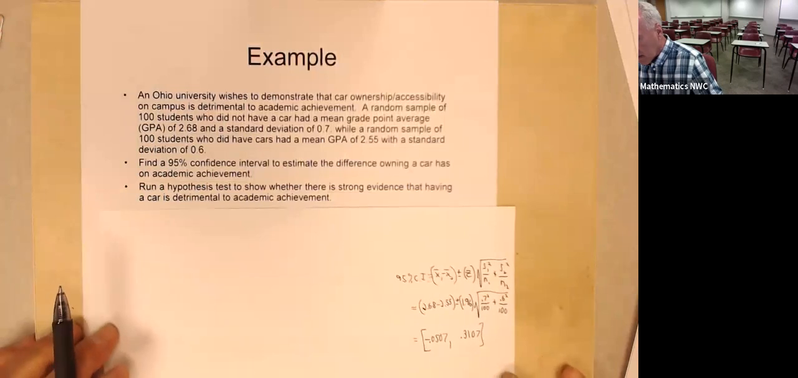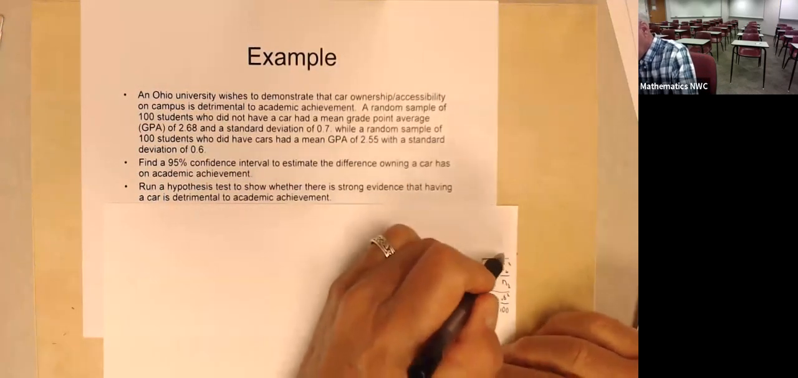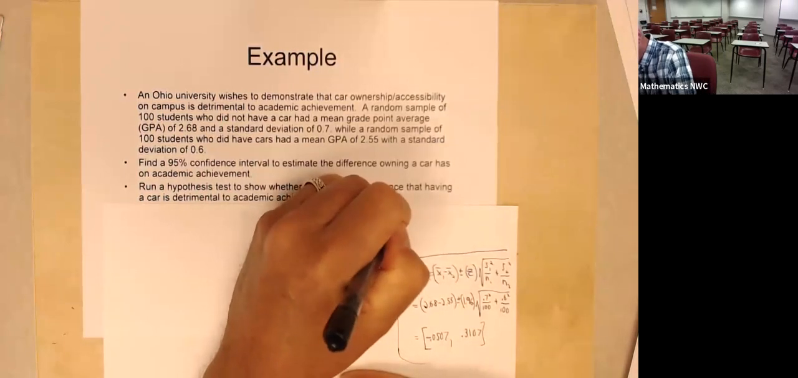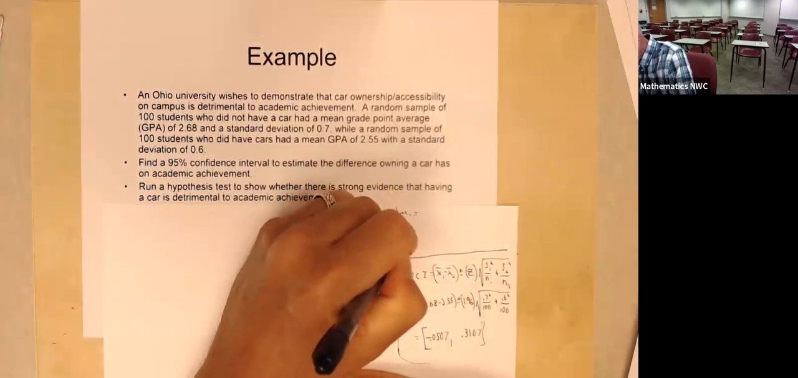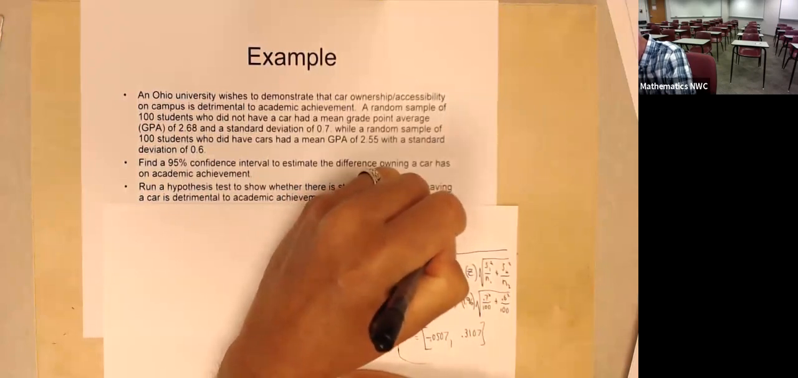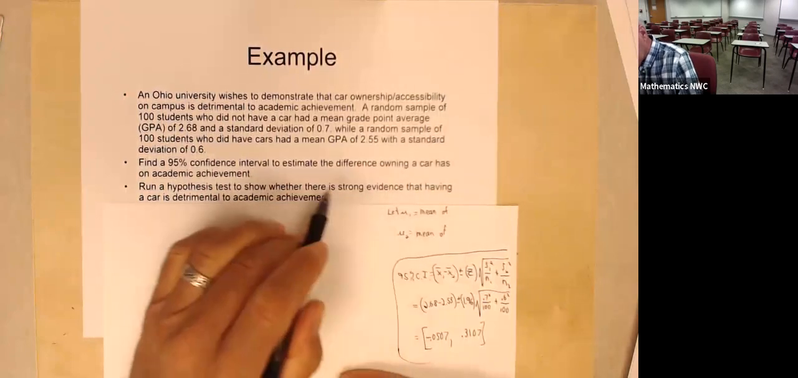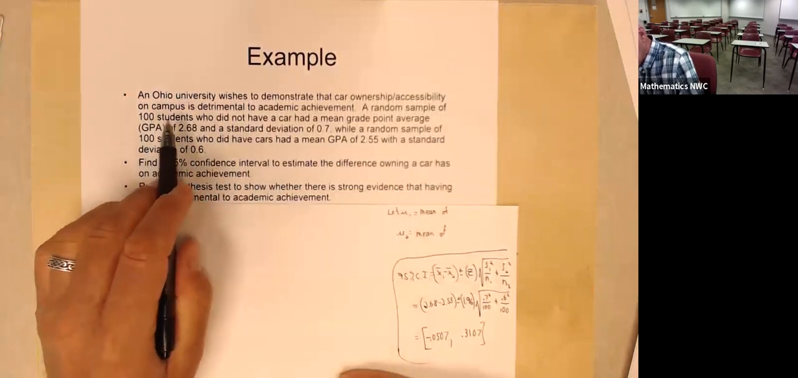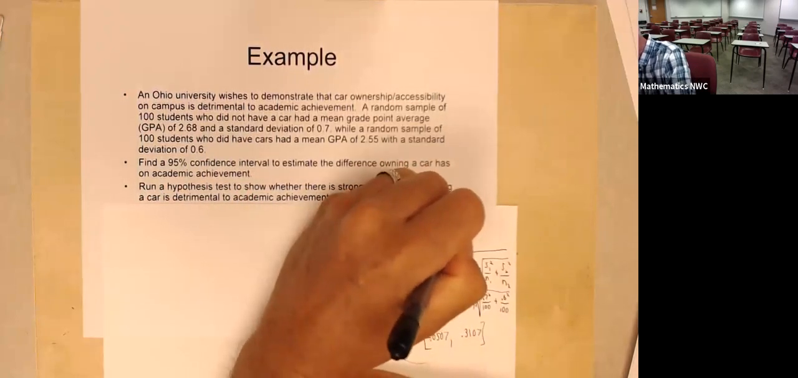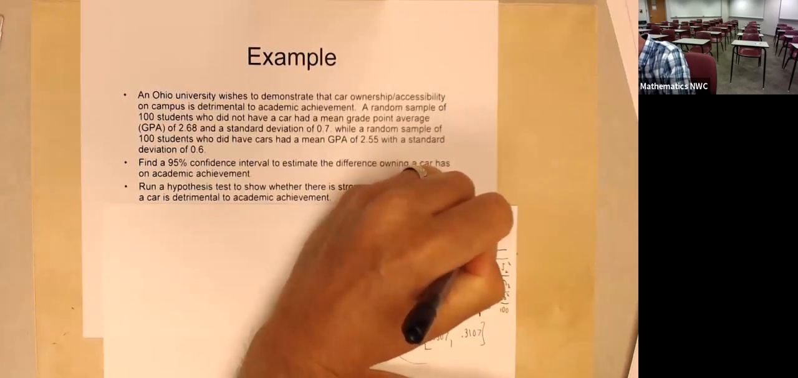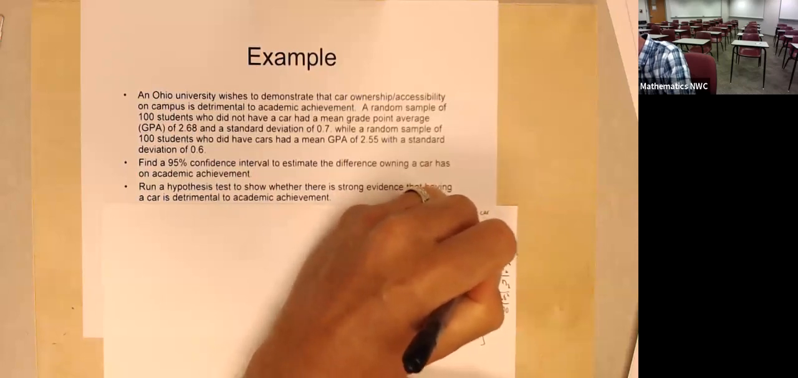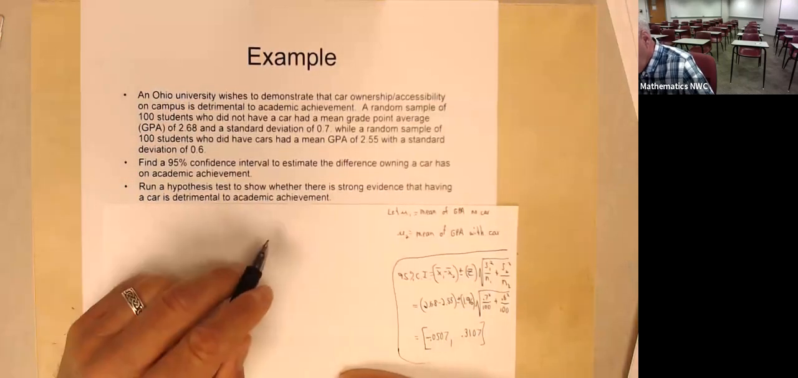If we had to run the hypothesis test, I'll go a little faster now. Hopefully by now you're pretty accustomed to it. Got to first define what mu1 is and what mu2 is. Both of them are means. Mu1 is the first one listed. The first one listed was the ones that did not have a car. So I'm going to go mean GPA, no car. Mean GPA with car.